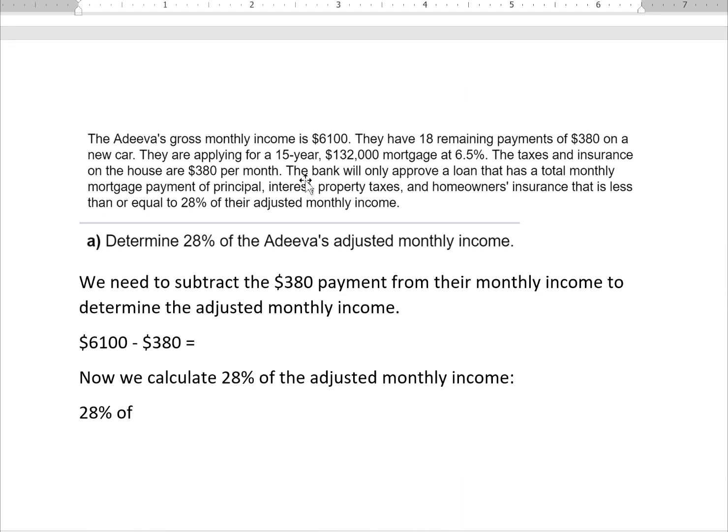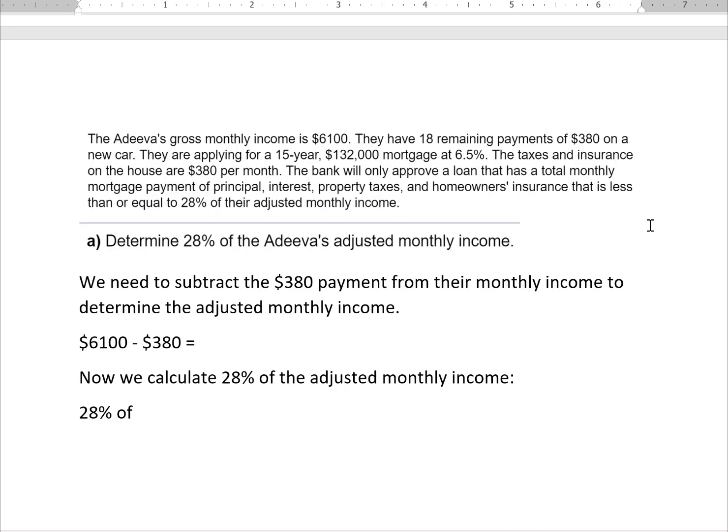The Advinas' gross monthly income is $6,100. They have 18 remaining payments of $380 on a new car. They are applying for a 15-year, $132,000 mortgage at 6.5%. The taxes and insurance on the house are $380 per month. The bank will only approve a loan that has a total monthly mortgage payment of principal, interest, property taxes, and homeowners insurance that is less than or equal to 28% of their adjusted monthly income. Determine 28% of the adjusted monthly income.